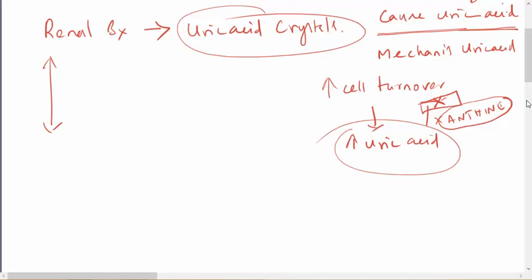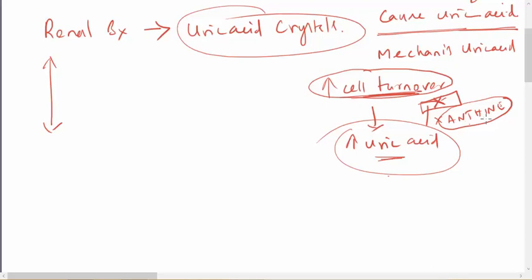Okay, so when the person is having increased cell turnover, we create that. For example, in cancer treatment, we destroy the cancer cells, and we create increased cell turnover. So automatically more cell destruction, more uric acid is formed, right? But we don't want uric acid because it will deposit in the kidney. So we don't want xanthine to become uric acid, because xanthine easily goes out in the urine. The enzyme involved in formation of uric acid from xanthine is xanthine oxidase. So we put a blocker for xanthine oxidase, so automatically uric acid is not converted.